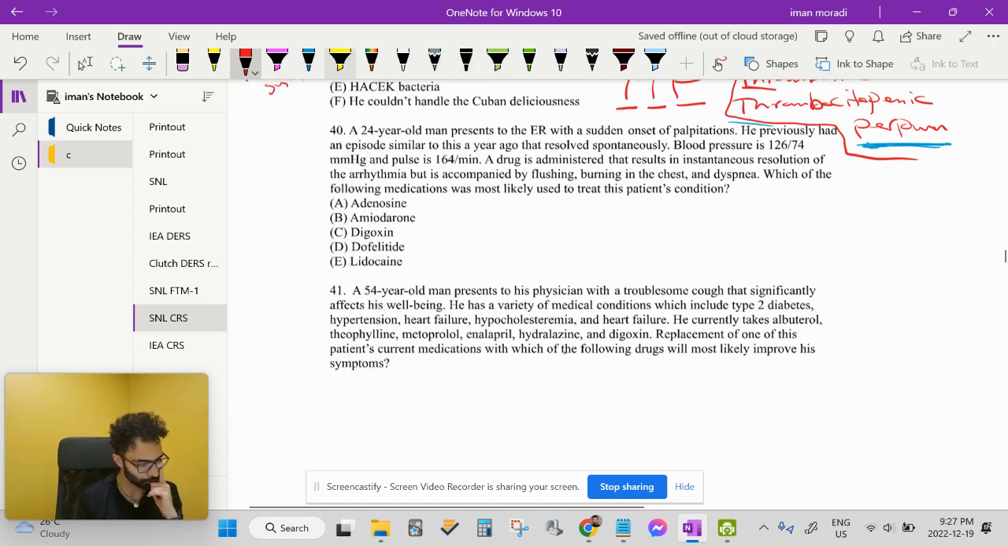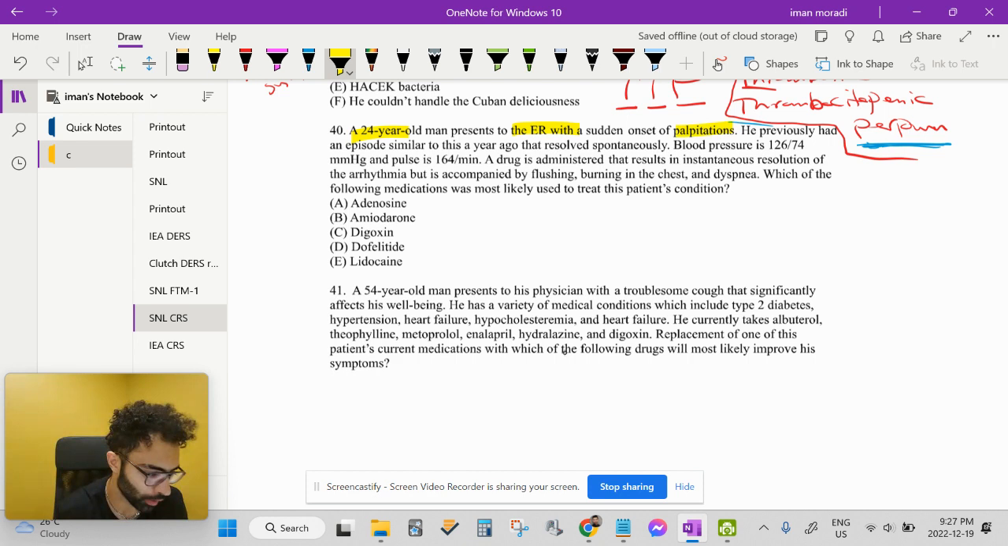All right, 40. A 24-year-old presents to the ER with palpitations. He experienced something like this 1 year ago. Pressure is normal, but pulse is crazy high.